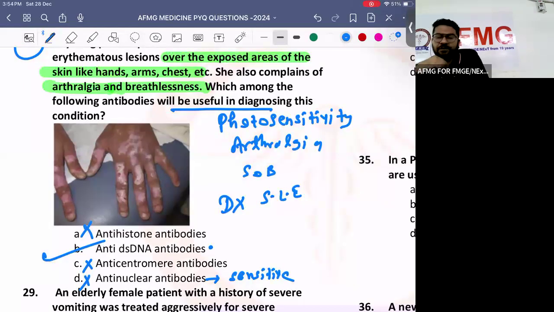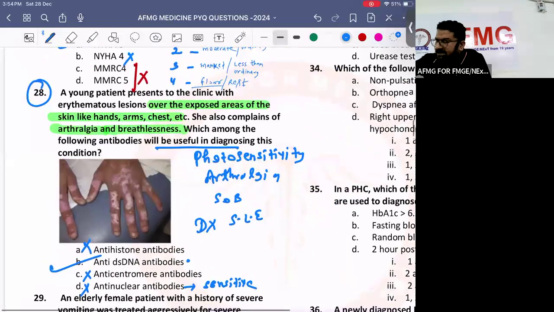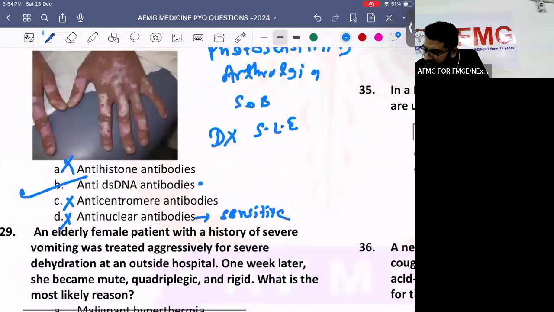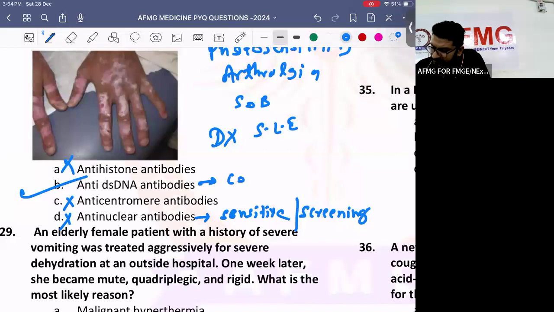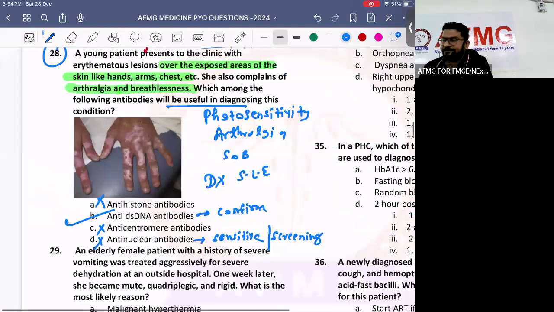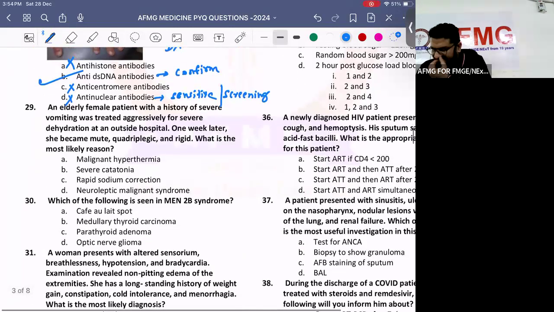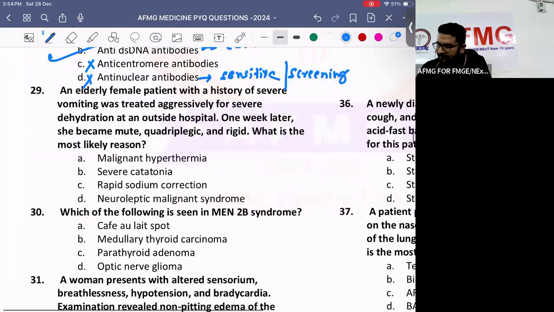So they're asking you question. Question देखो same question. अगर मैं ऐसे पूछता, which of the following antibodies used in screening? For screening, then answer should be ANA. But they're asking you confirmation. dsDNA अगर ऑप्शन में एक और कुछ होता, anti-Smith. So anti-Smith, anti-dsDNA, they are for confirmation. Okay, try to answer.